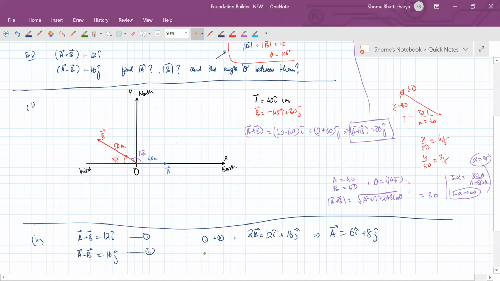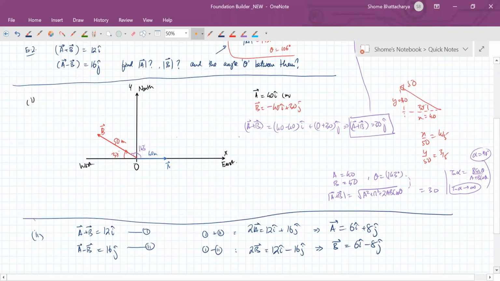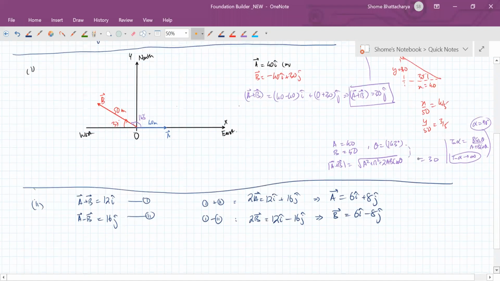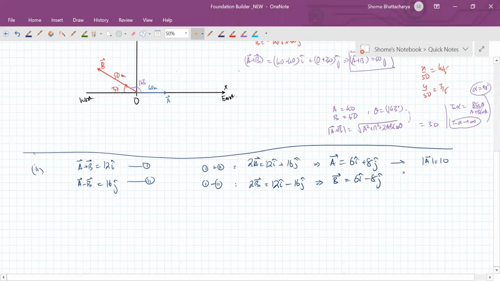And similarly, you subtract the two equations, so you get 2B is equal to 12 I cap minus 16 J cap. So the vector B is 6 I cap minus 8 J cap. Now from these new equations, you can see that magnitude of vector A is 10, magnitude of vector B is also 10. Now you can also see from your component concept how vector A looks in the xy plane.